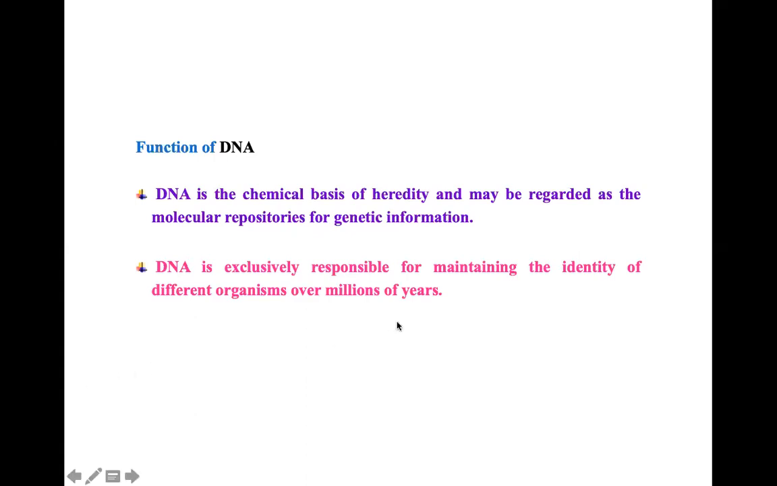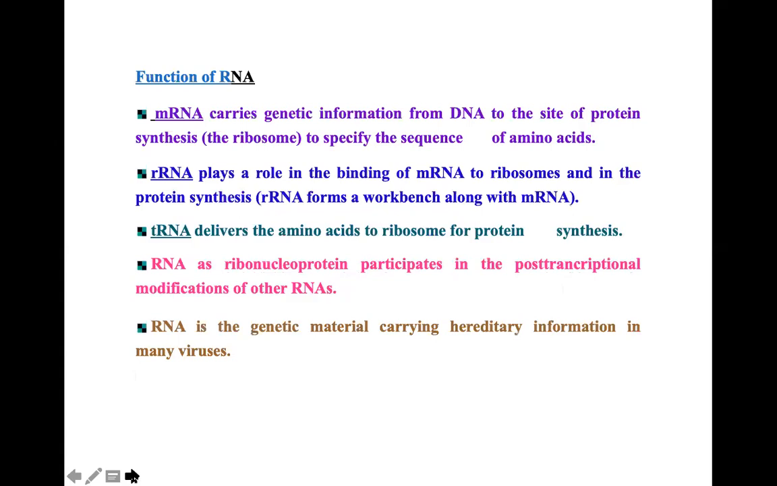So DNA is exclusively responsible for maintaining the identity of different organisms over millions of years. A human remains human after millions of years because the DNA is carrying the properties. RNA is the cousin of DNA. RNA stands for ribonucleic acid. RNA can be of different types.